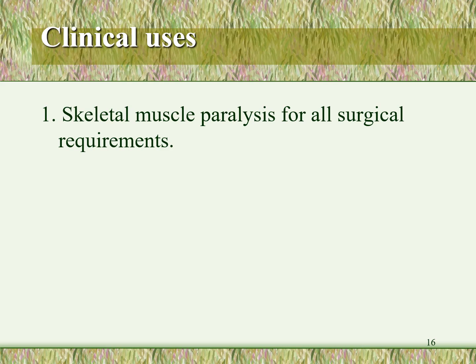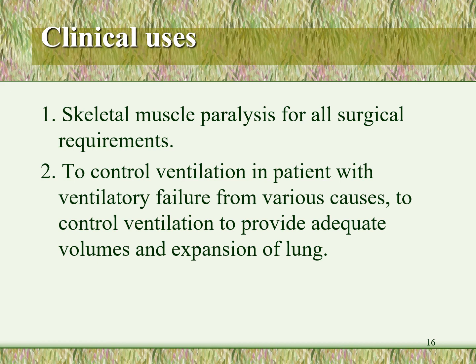just skeletal muscle relaxation for his limbs by means of non-depolarizing neuromuscular blocking drugs. Also, they can be used to control ventilation in patients with ventilatory failure from various causes, to provide adequate volumes and expansion of the lungs. Patients with hyperventilation cannot allow adequate time for gas exchange. So to provide this expansion of the lungs and the time for exchange of the gases, this can be provided by these neuromuscular blocking drugs. But they should be used cautiously under control, because the patient should be on a ventilator, because if not controlled, they can lead to respiratory failure.